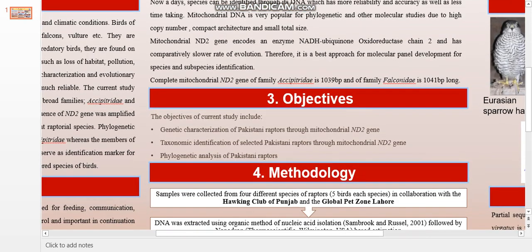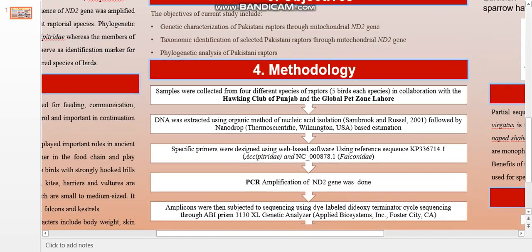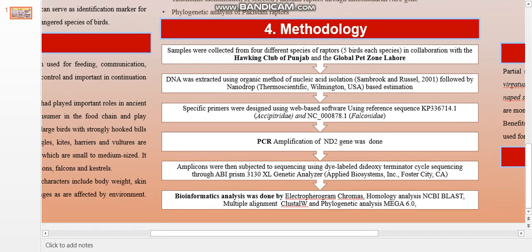Objectives of my study included the genetic characterization of Pakistani raptors through mitochondrial ND2 gene, taxonomic identification of these raptors through the selected gene, and along with their phylogenetic analysis. Methodology is quite easy. First of all, we collected the samples in collaboration with the Hawking Club of Punjab and the Global Pet Zone Lahore. So in my study, five birds from each species were selected, and two species from each family were selected.